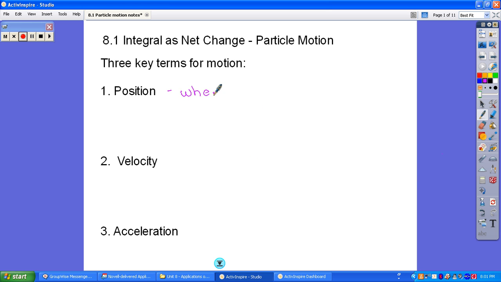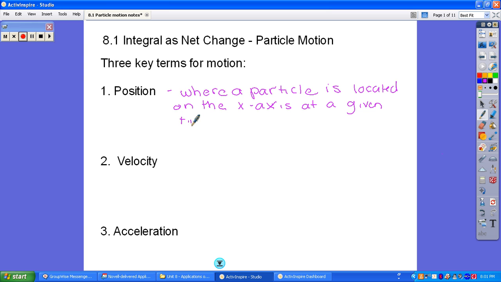So we need to remember that position tells us where a particle is located, and we usually talk about it on the x-axis. And we'll denote it as x of t for the position.